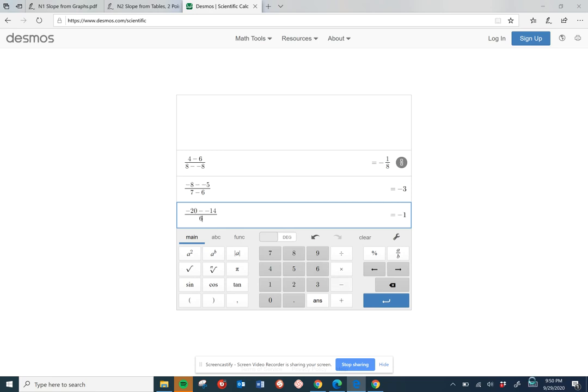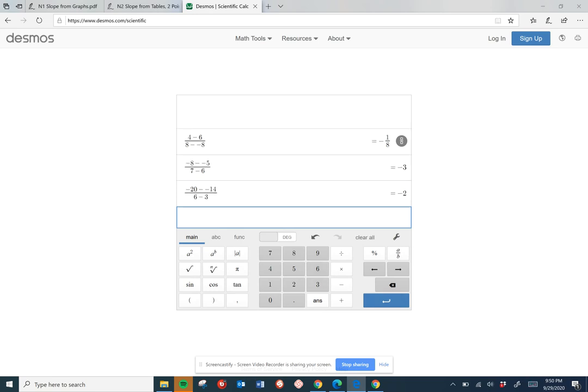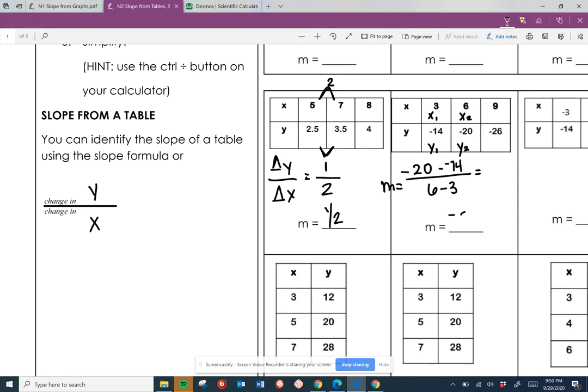Okay, if we had gone ahead and checked the changes, let's say from -20 to -6, that is going to be -6. From 6 to 9, that is going to be +3. So -6 divided by 3 still equals -2. You can do that either way. It doesn't matter which way that you want to choose to do it.